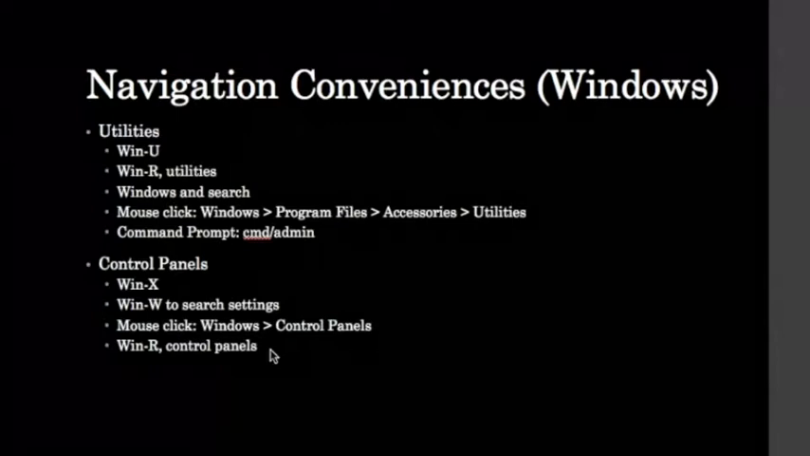Press the Windows key and do your search. Mouse click. I must not be updated. Okay. And in command prompt, if you type in cmd/admin, you get utilities. So there's that, if you want to really be a junkie and play with that. For control panels, Windows X, Windows W to search the settings. You can mouse click Windows, Control Panels, or Win R, which is your run, and you just type control panels. It'll go in there.